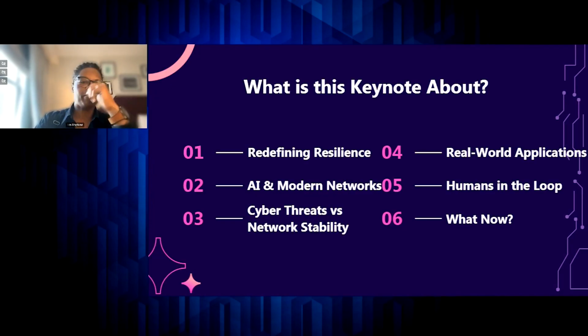So what's this keynote all about? What in the world is Tia going to talk about today? So first thing we want to do is make sure we're on the same page with resilience. Like, what does it mean today? Then we'll talk about AI and modern networks. We'll get into a bit of the cyber lens and what that means for network stability, because that's the world I live in. Get into some real world applications, talk about humans in the loop, and then what you can do after everything that we've talked about today.